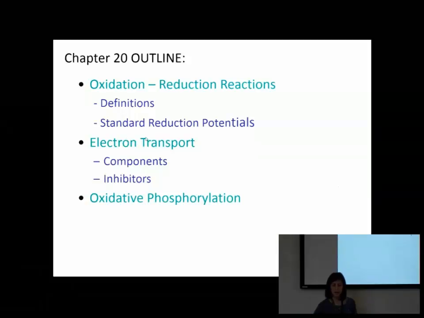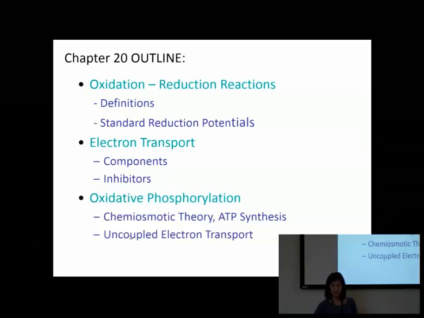We're going to see how we couple electron transport to oxidative phosphorylation, making ATP. And it's the chemiosmotic theory that describes how we synthesize ATP and how we can uncouple electron transport from making ATP and kill people. And then there's NADH that is made in the cytosol from glycolysis. How do we get that to where electron transport happens? So that's where we're going to end.